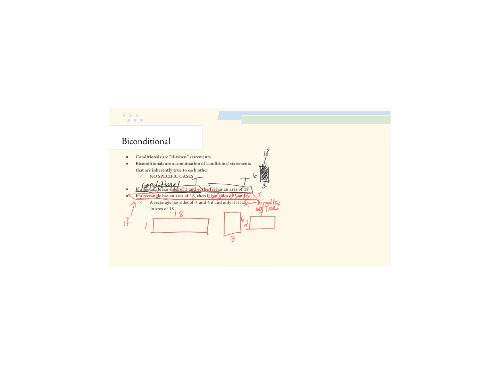And let's look at that biconditional real quick. It says a rectangle has sides of 3 and 6 if and only if it has an area of 18. Well, I just proved it wrong. This rectangle has an area of 18. This rectangle has an area of 18. This rectangle has an area of 18. So it's not true that a rectangle has to have the sides of 3 and 6 in order for it to have an area of 18.